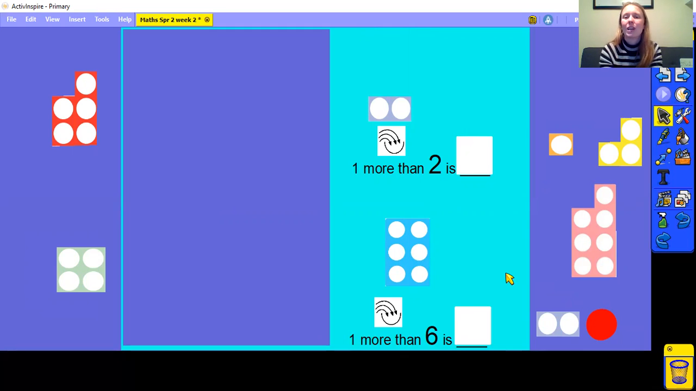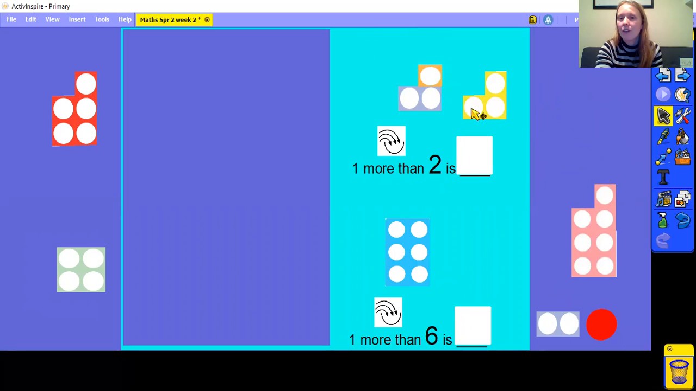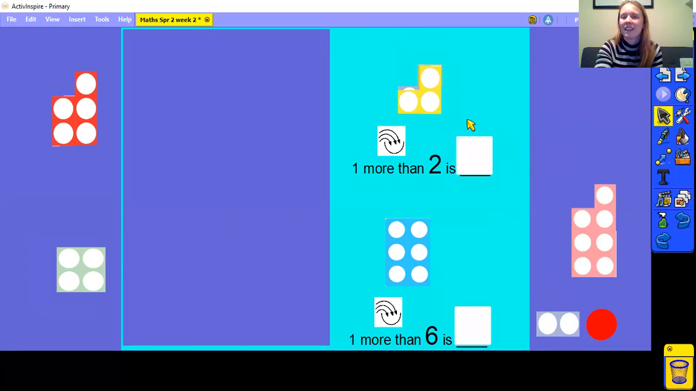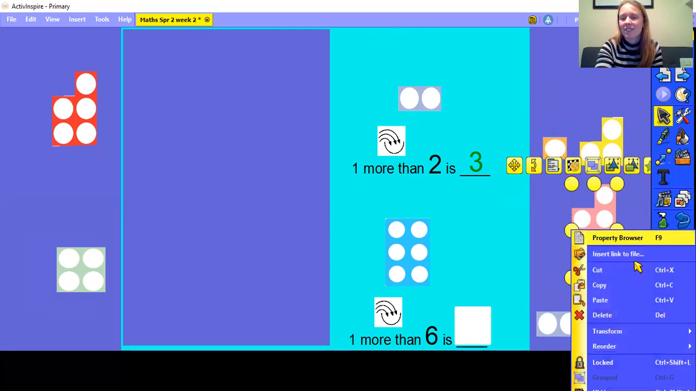Okay, let's have a look at the first one. It says 1 more than 2 is... So here is 2. First I need 2. Then I add 1 more. And now I have 3. Well done. So that helps us to know that 1 more than 2 is 3. Well done if you got that right.